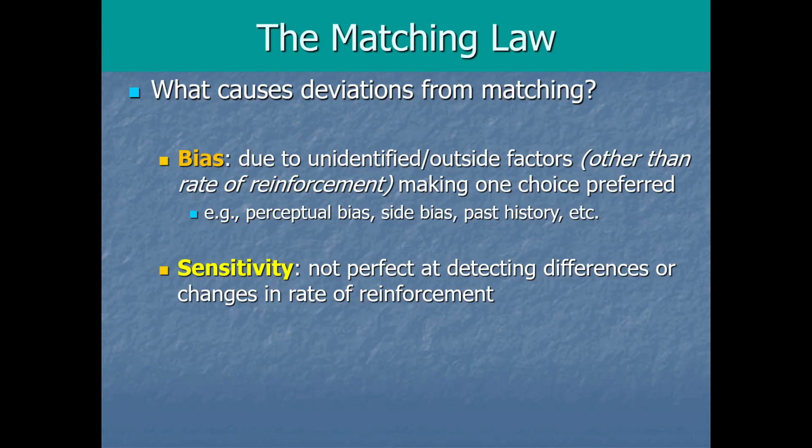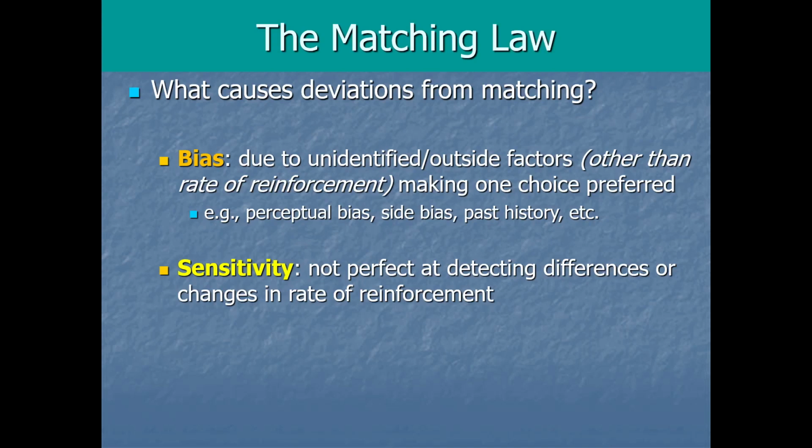So in other words, they're imperfect. They're not perfect at discriminating how much better or worse each of the options is. So even if they're trying to match their behavior to that relative rate of reinforcement, their behavior can only be allocated as accurately as their brain is able to figure out those relative rates of reinforcement, which will never be perfect.